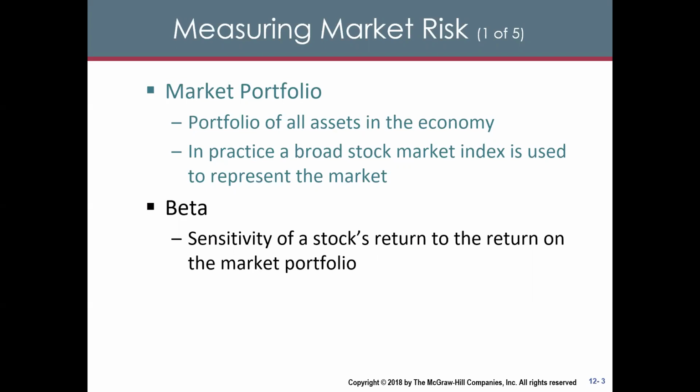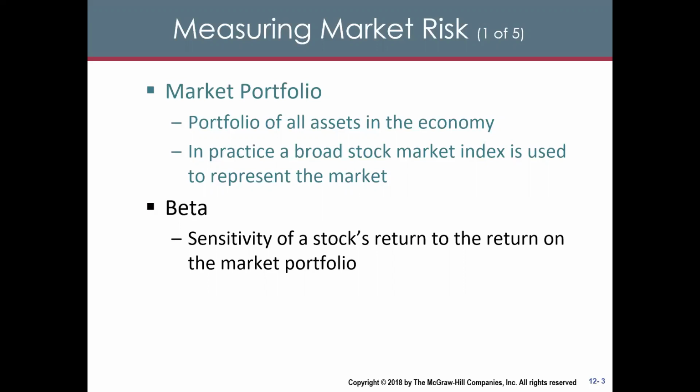However, in practice, we can use a broad stock market index to represent the market. So for example, we can use S&P 500. We can construct a portfolio that includes a weighted share of all the companies in S&P 500. And this portfolio is a market portfolio, or we can call it a proxy to the market portfolio. And the beta is the sensitivity of the stock's return to the return on the market portfolio.